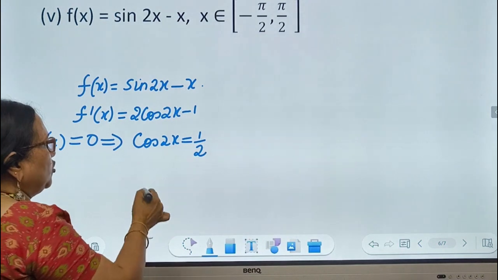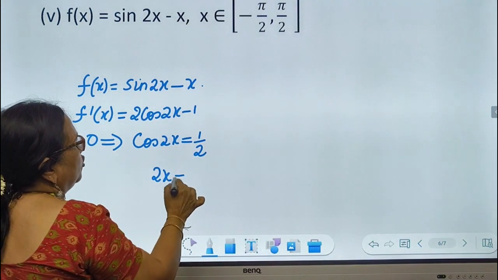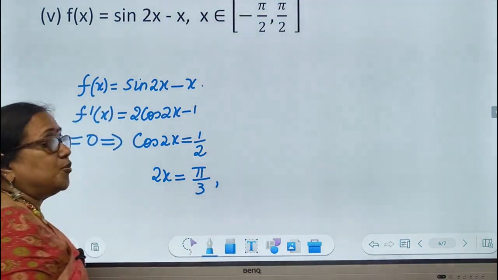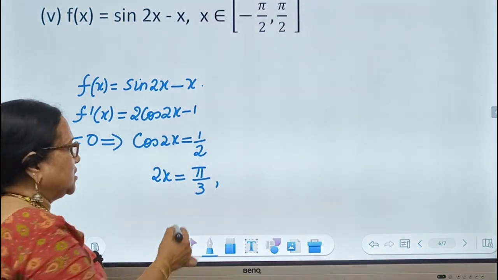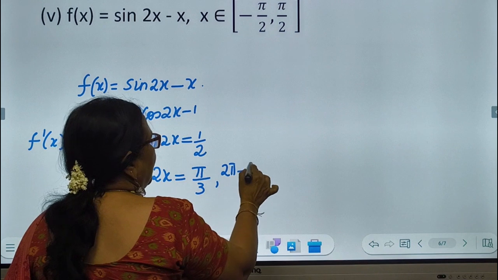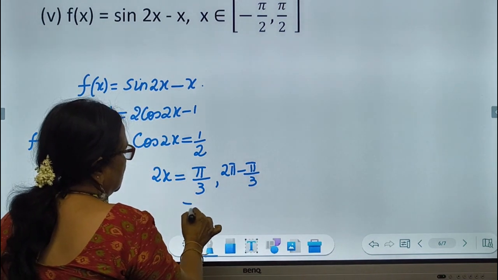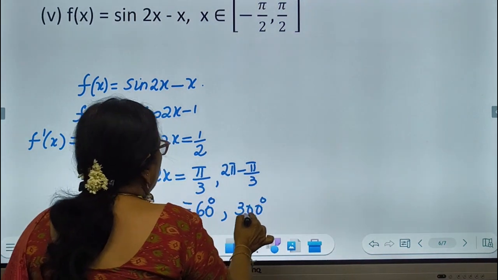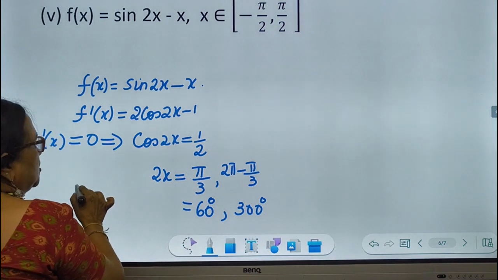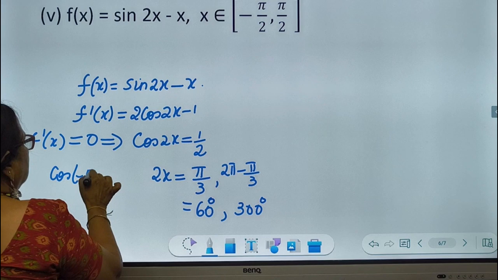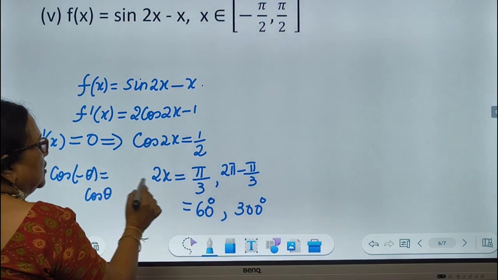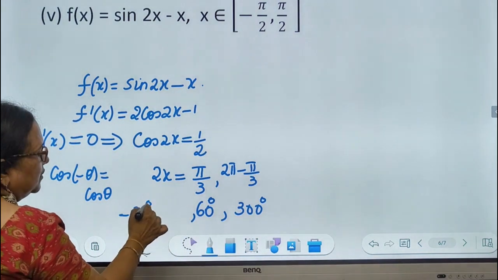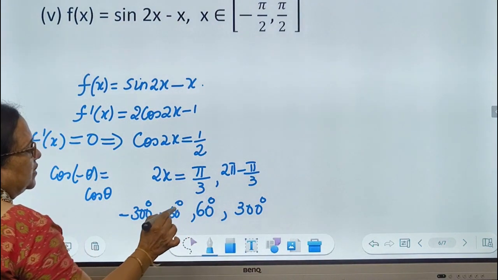If cos 2x is equal to half, what are the possibilities for 2x? Pi by 3. We know cos 60 is half. And cos is positive only in the first and the fourth quadrants. So in the fourth quadrant, it will be 2 pi minus pi by 3. So this is 60 degrees and 300 degrees. And also you know cos of minus theta is same as cos theta. So it will be minus 300, minus 60, etc.